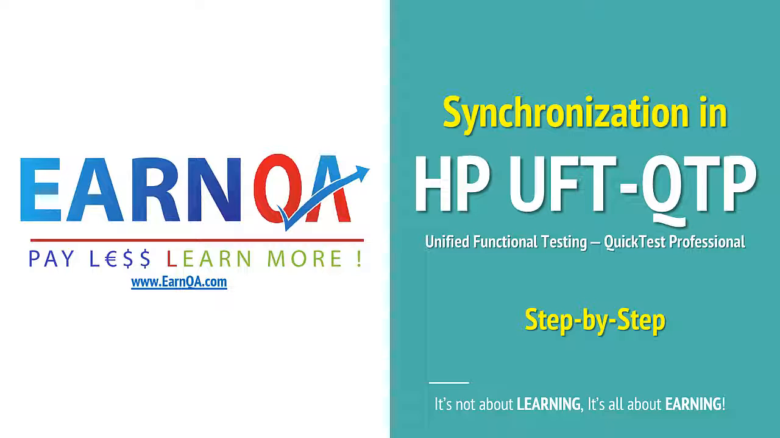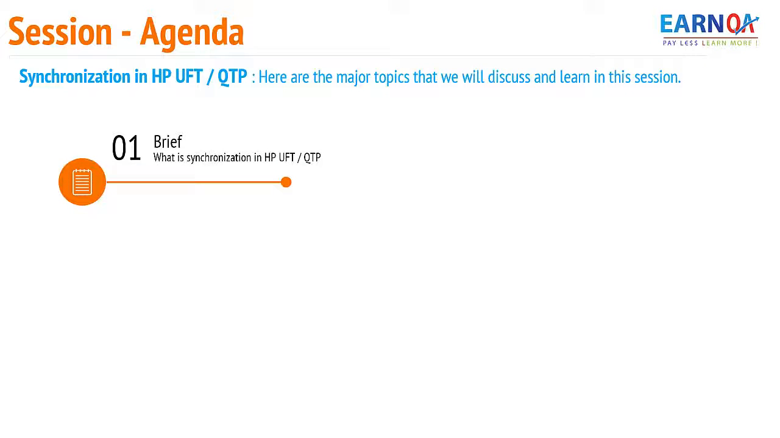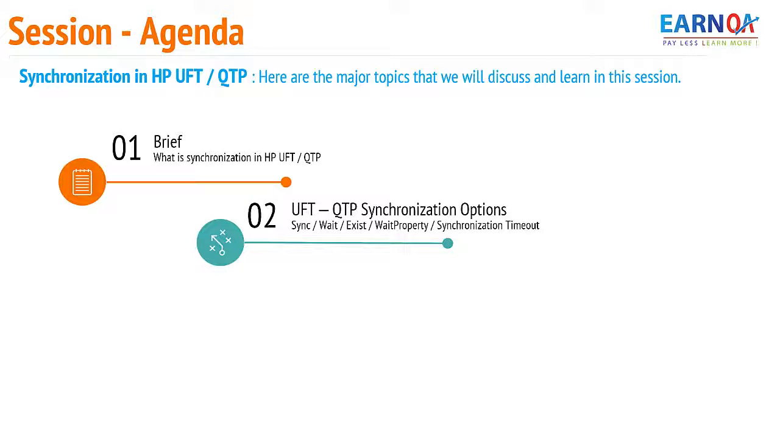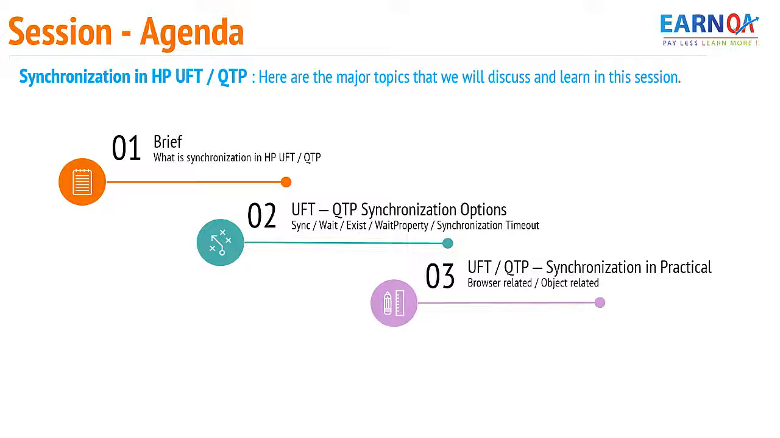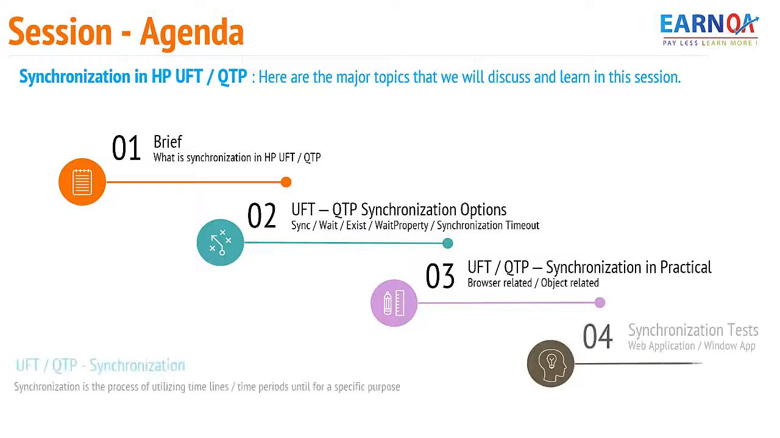Let's get started. The main agenda in this session is to talk about synchronization, followed by the different options: sync, wait, exist, wait property, and the timeout option. Then we practically have certain implementations on the browser, on the page, and on the object. And then we talk about how we implement these methodologies in a test format so that we could use it. So that is the agenda.